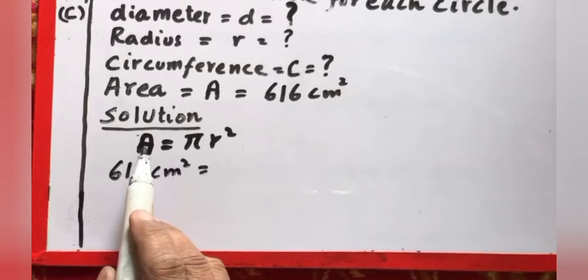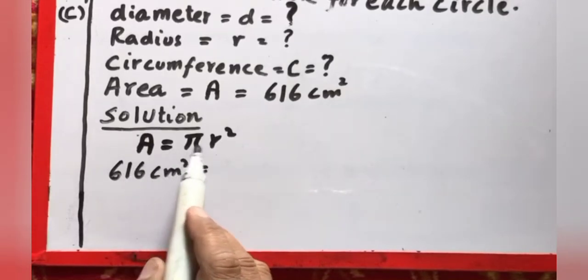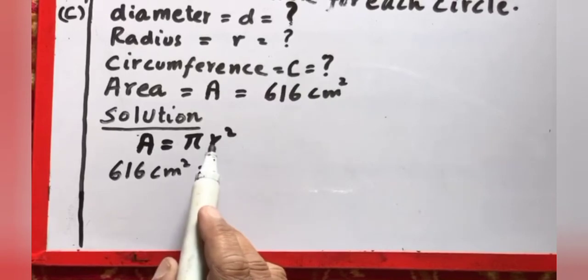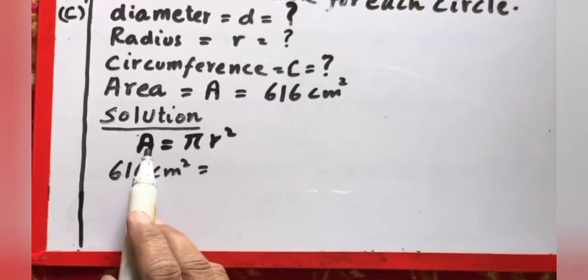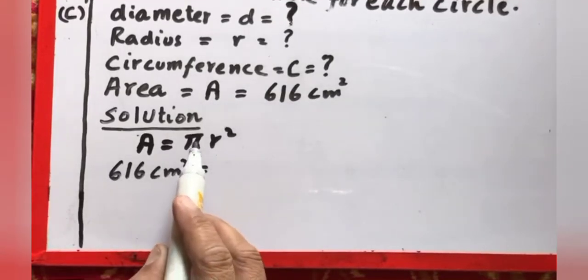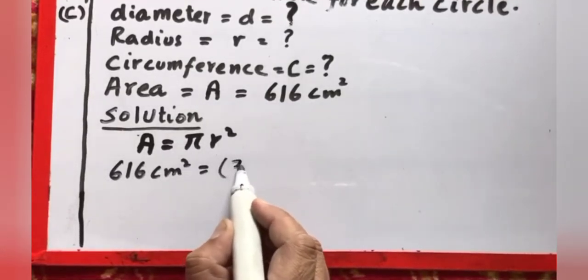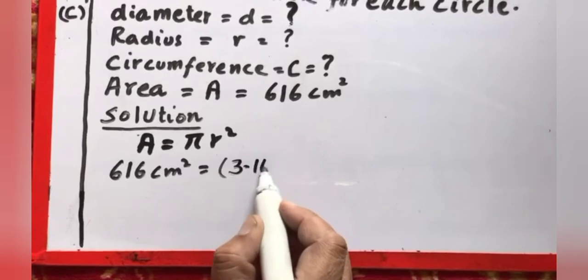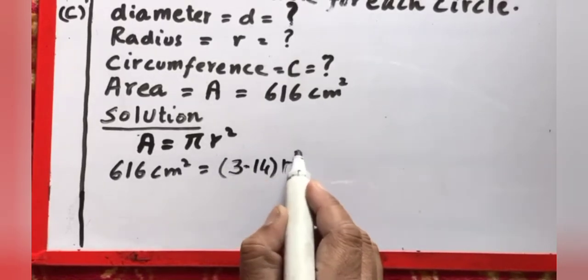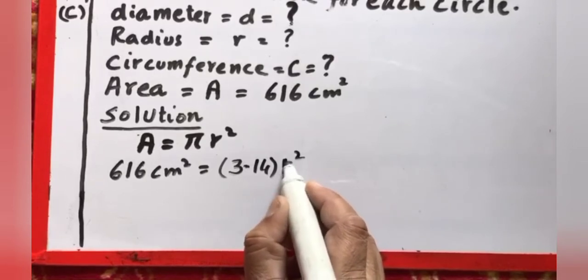So as we know that the area of a circle is equal to pi r square. By using this formula we can easily find the radius by putting the values of area, which is 616 centimeter square, and the value of pi, which is 3.14, and we have to find the radius, so we will write r square as it is.